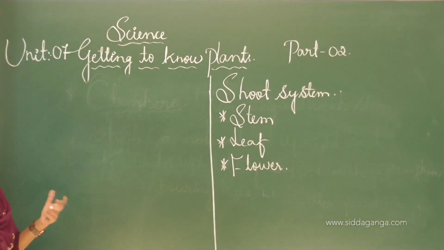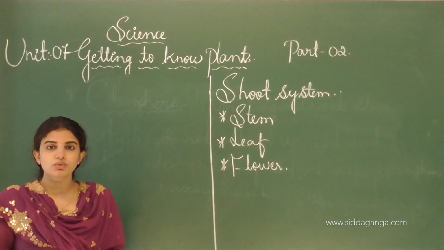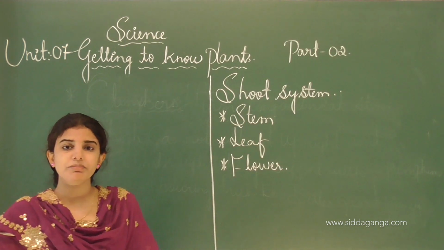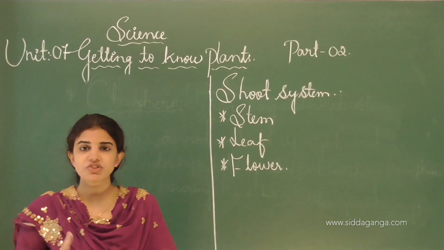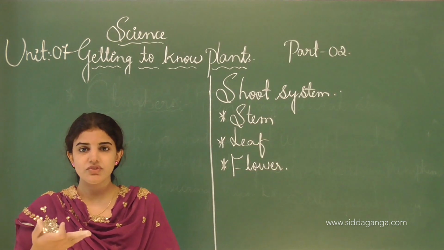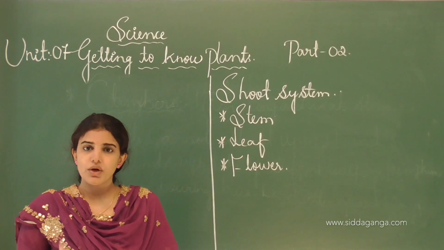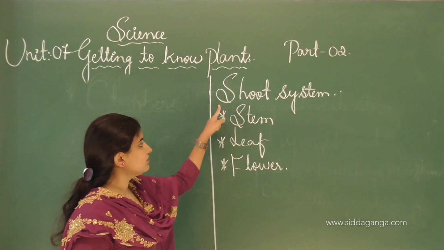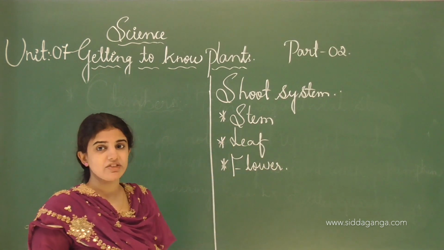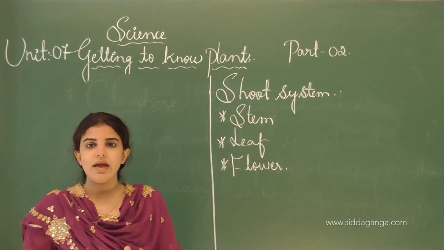Before going to the activity, let us tell you about the shoot system. In the previous class I already told about the shoot system. It is the uppermost part of the plant above the soil where branches, leaves and flowers grow, and the shoot system involves the stem, leaf, flower and also the branches.